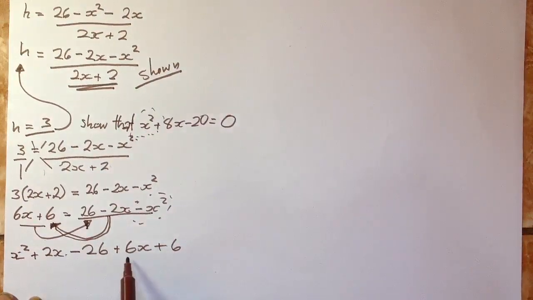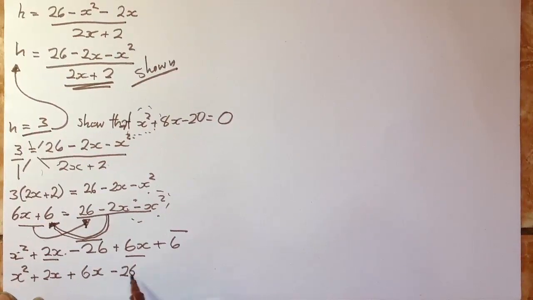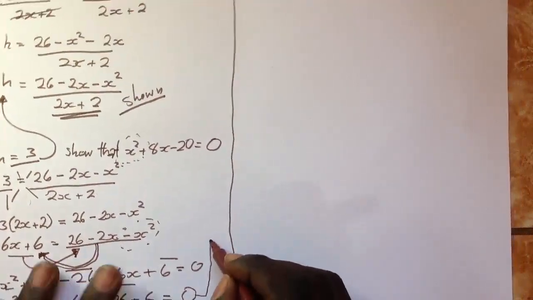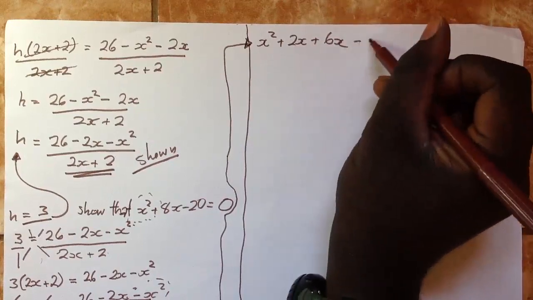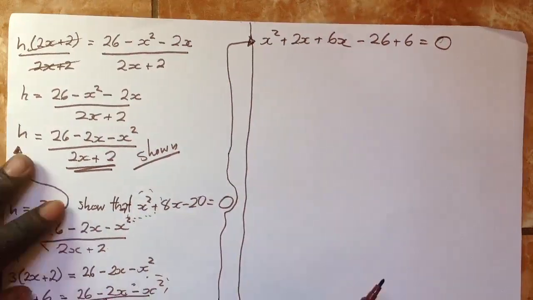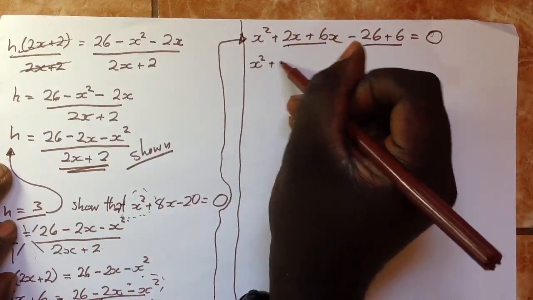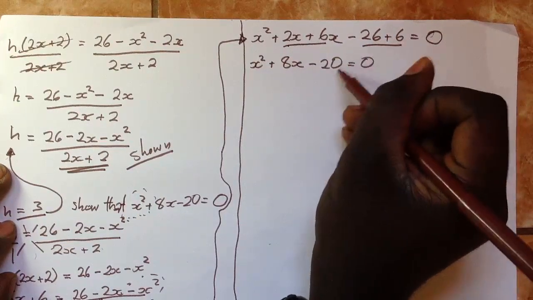So at this point, we can simply put the terms that can be added or subtracted together. This gives us x squared plus 2x plus 6x minus 26 plus 6 is equal to 0. So let's just bring that up. Rewriting that, the things that can be added and subtracted will be dealt with. So this gives us x squared plus 8x minus 20 is equal to 0, hence shown.